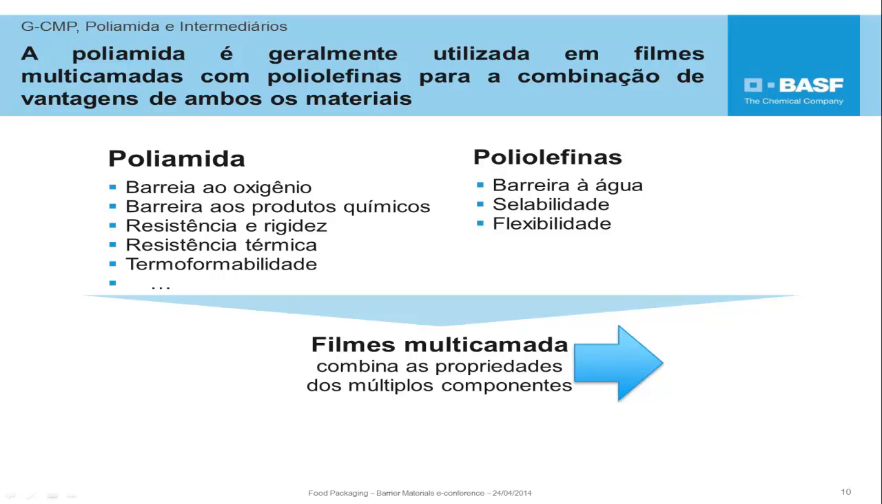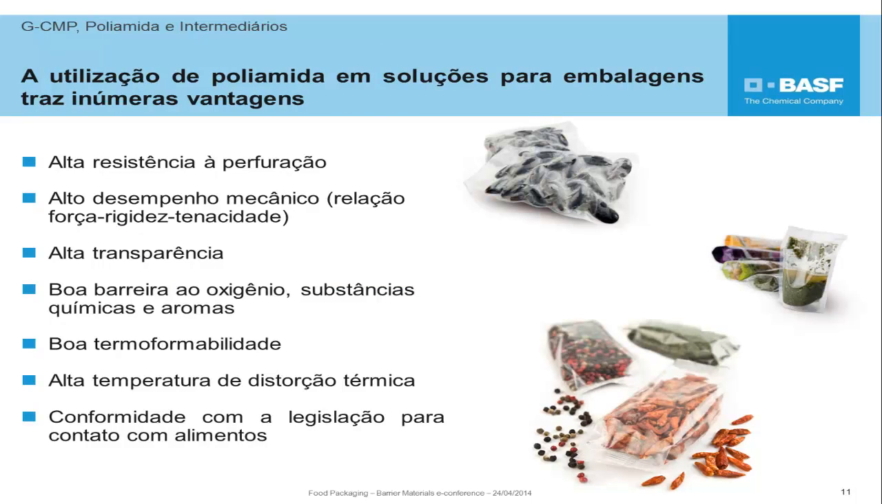Slide 11. Then, as seen, the use of polyamides in the solution for packaging brings many advantages. It has better puncture resistance, better mechanical performance or impact strength, stiffness, tenacity, a better transparency, which will also depend on the type of process and the transformation of this film. We are going to see this topic in detail a little later in the presentation, in relation to more effective cooling to have a final material with an even greater transparency. We also have a good barrier to oxygen, a good barrier to chemical substances and aromas, good thermoformability of polyamide, high heat distortion temperature. And finally, compliance with the more demanding laws about direct contact with food, in Europe, South America, etc.